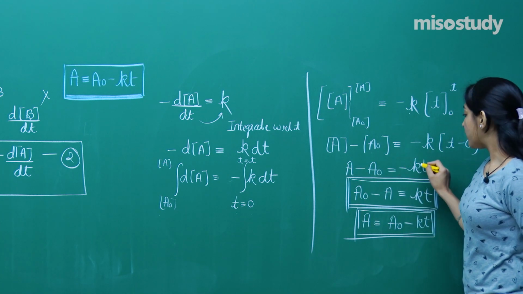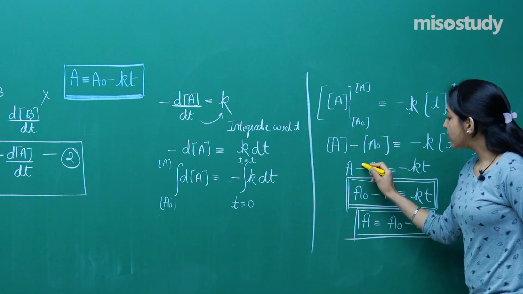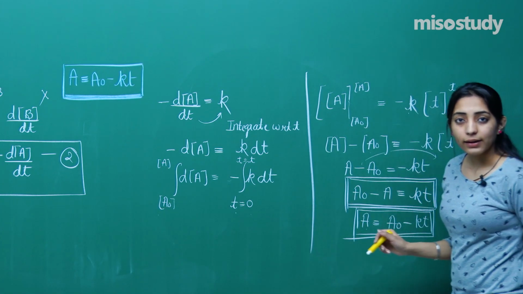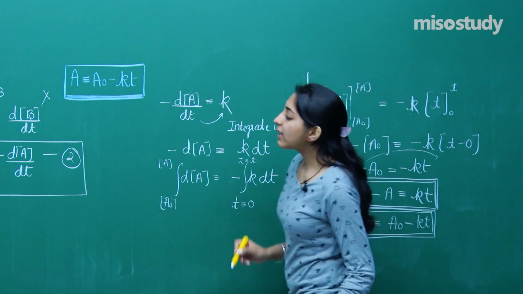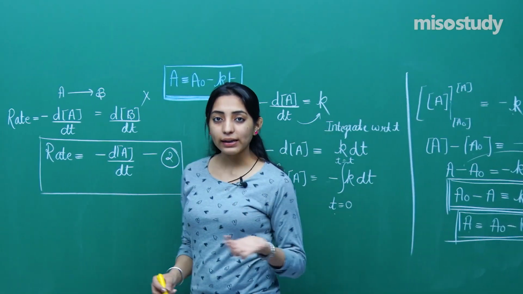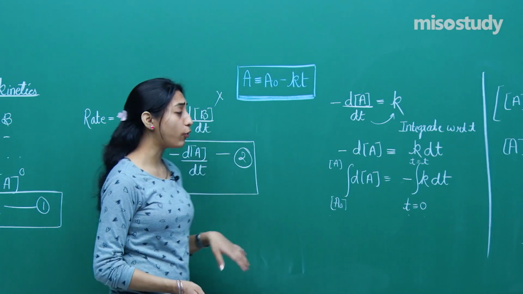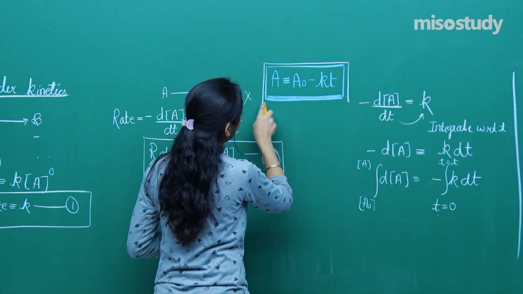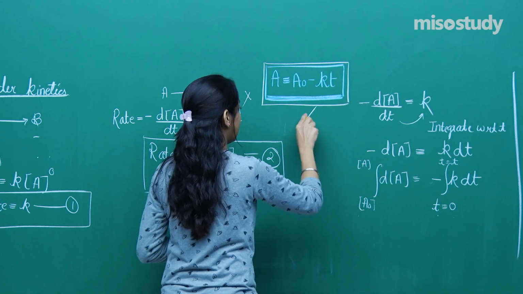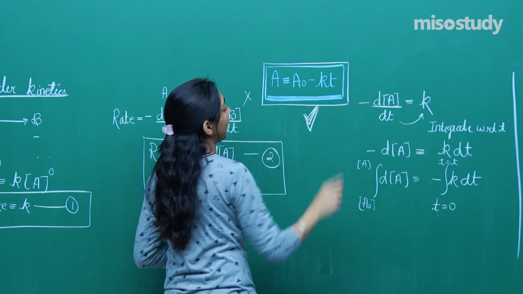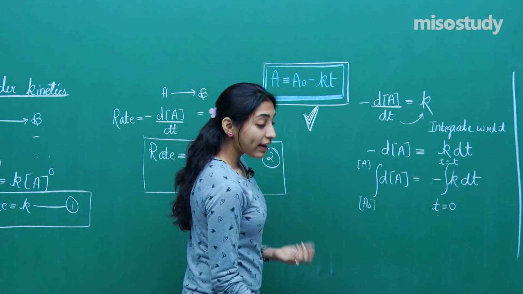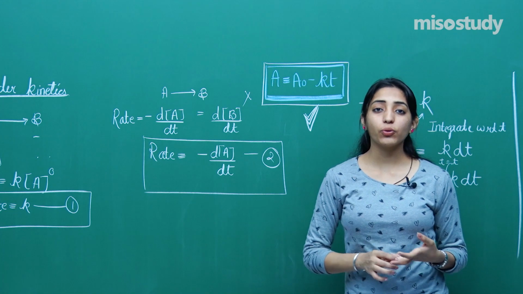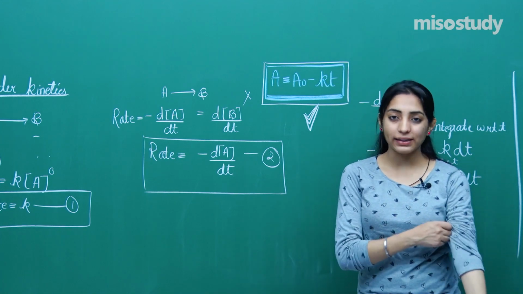So A minus A naught is equal to minus KT. I just asked you to take A naught to the right hand side, so you will get A is equal to A naught minus KT, right? And the final expression that we had derived, I am writing it once again on the board. This is A is equal to A naught minus KT. Let me just explain what is the meaning of this term A is equal to A naught minus KT.